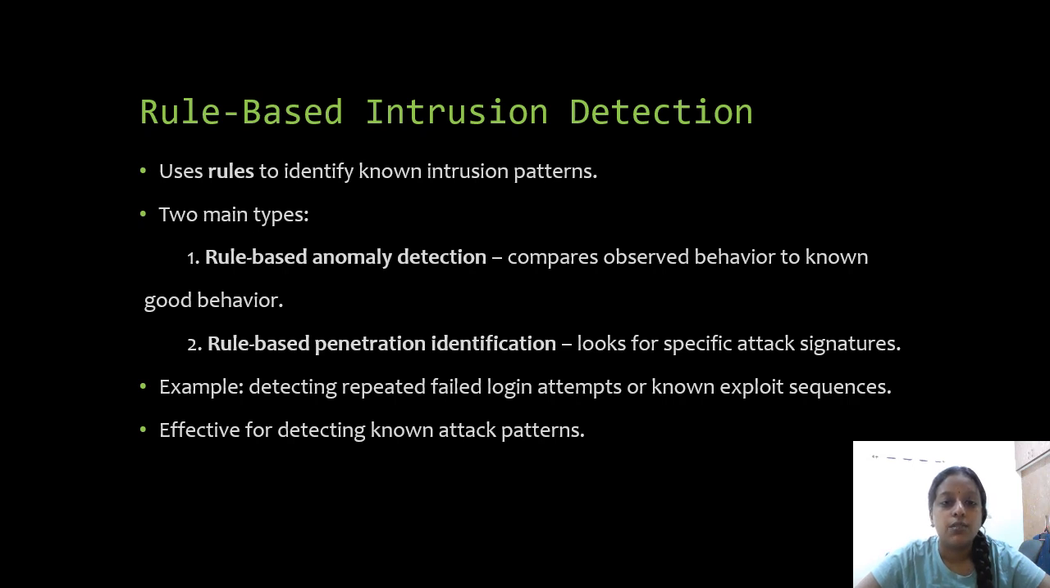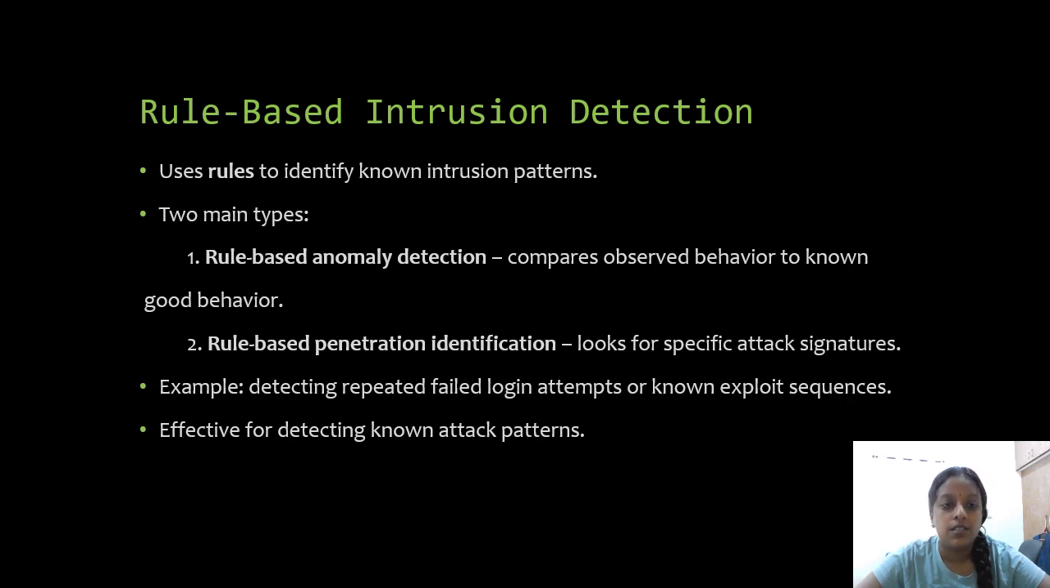So, let's see what rule-based systems are. Rule-based systems use if-then logic, like setting up specific rules for suspicious situations. Example rules could be, if more than 5 failed logins happen in 1 minute, we'll raise an alert. If a user tries to access the restricted files, then block and log.